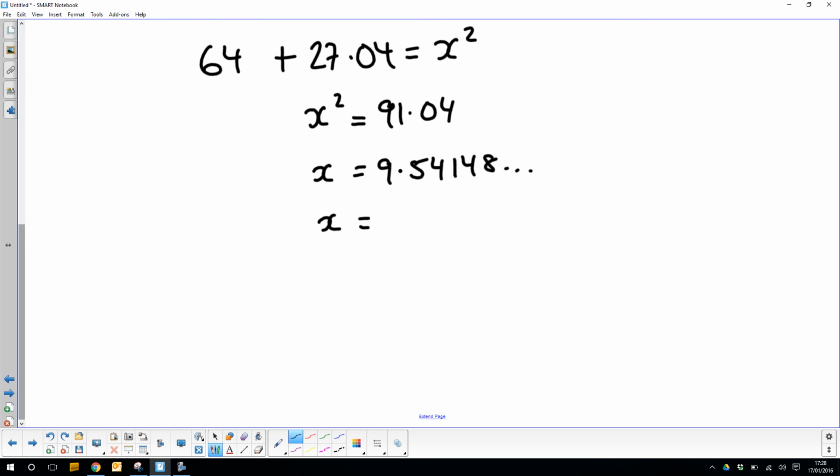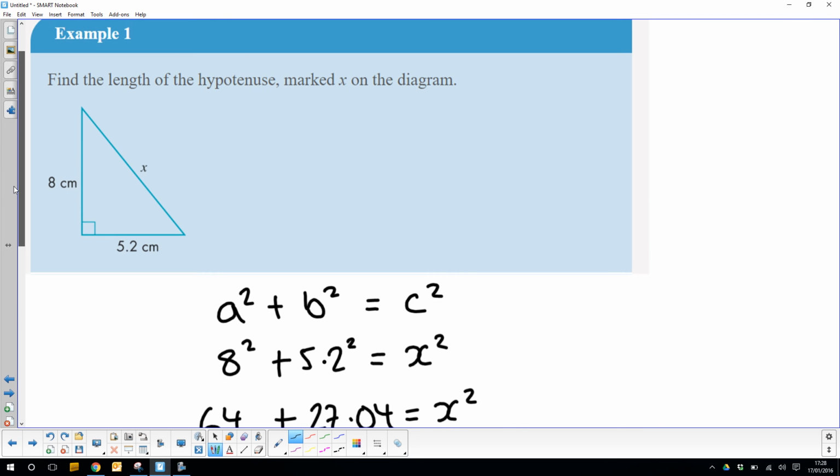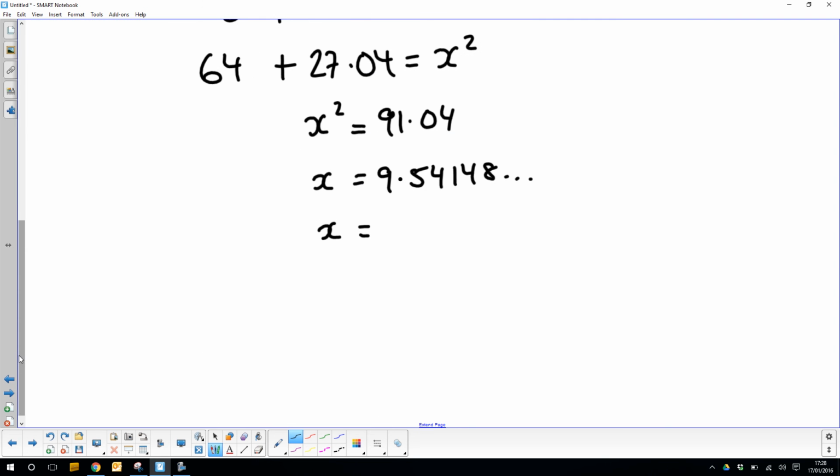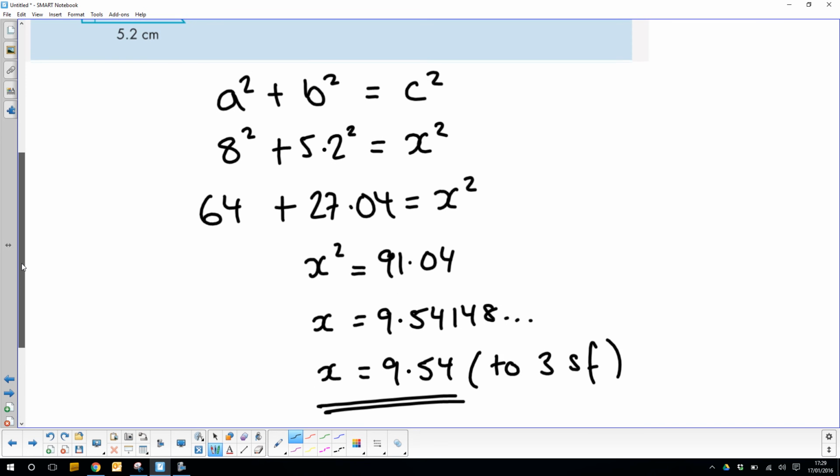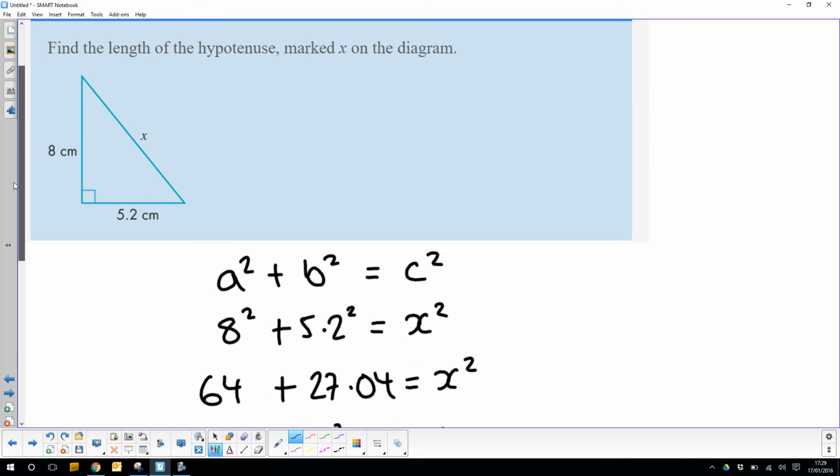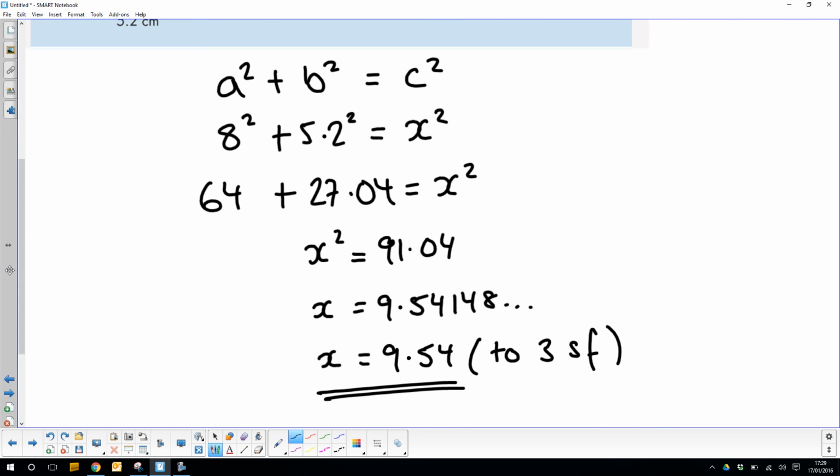But then I'm, of course, going to check and see, does it say find the length of the hypotenuse? It doesn't give me any particular accuracy that I need to give my answer to, but I think 9.54, which is 3 significant figures. Double underline, and I'm all done. It might be that you don't have all of these lines, but I would say certainly to begin with, you need to make sure you note down what Pythagoras' theorem is and make sure you insert the values in the right place. So that's how you find the hypotenuse.